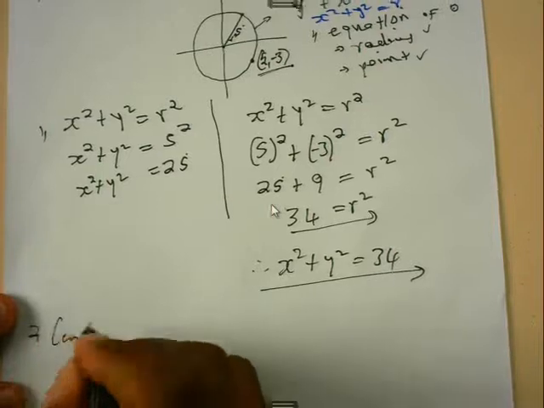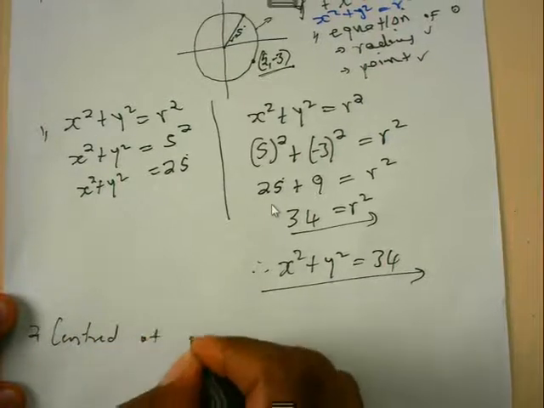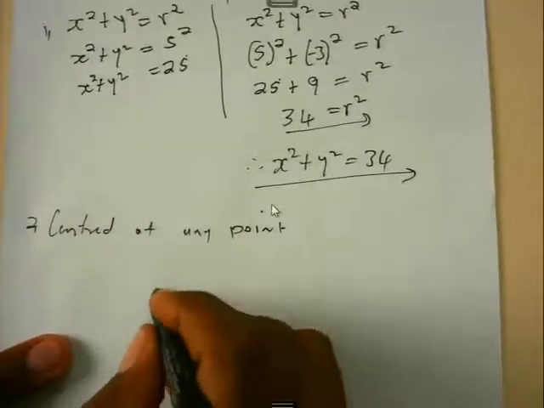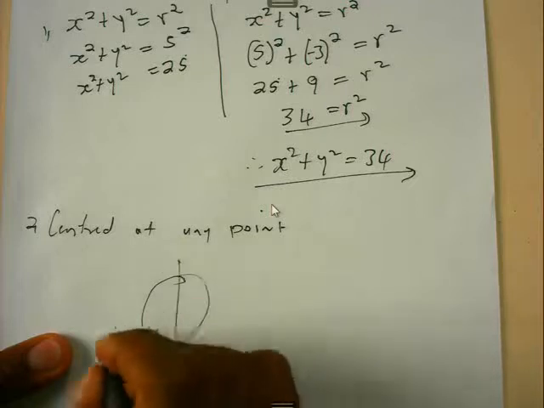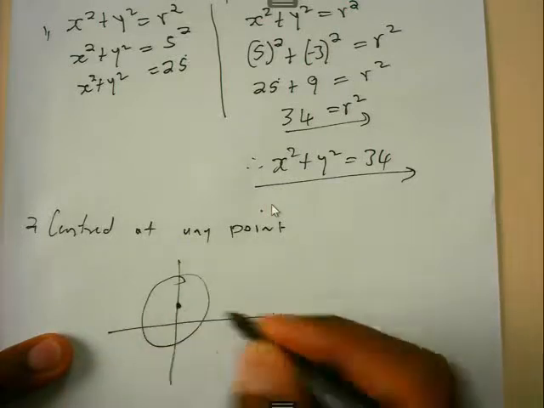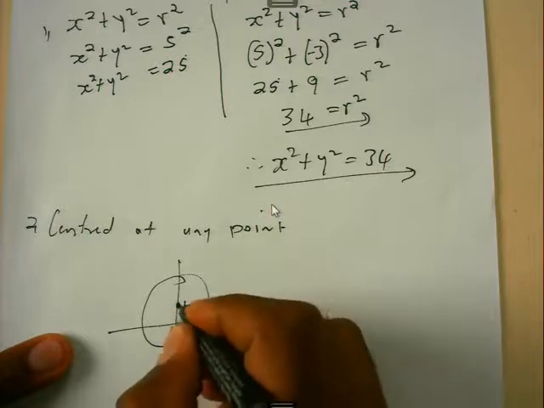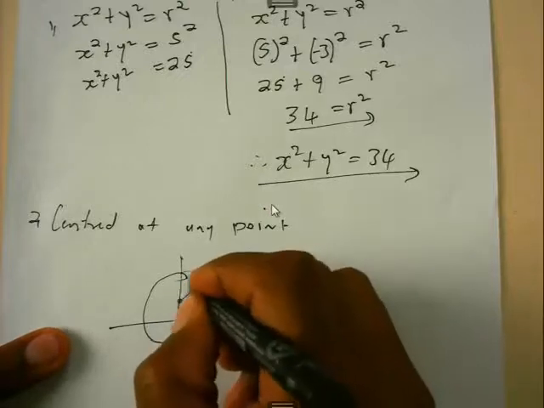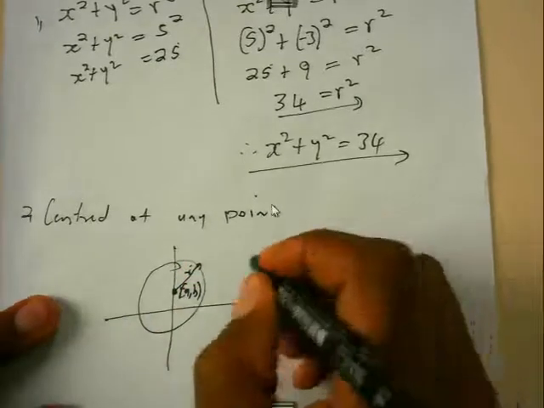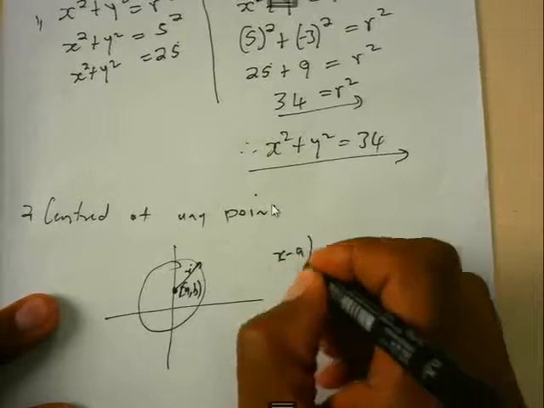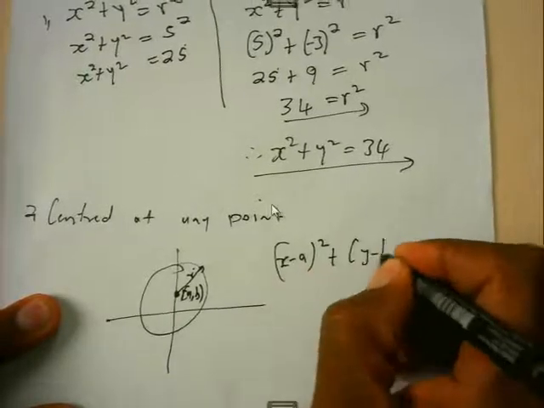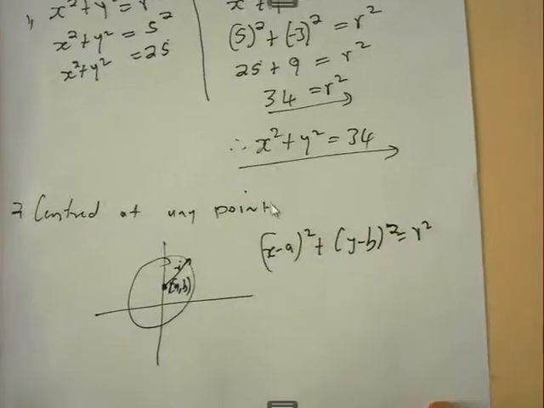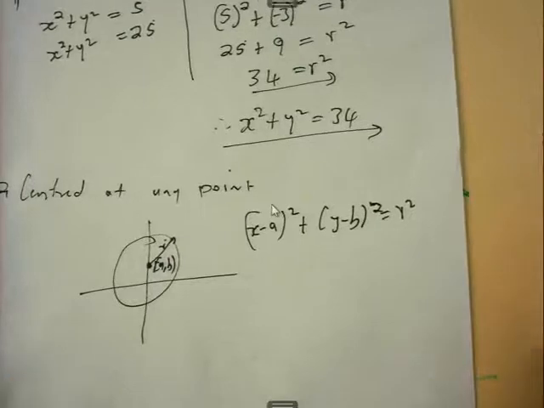Now we also have a circle centered at any point, right? Of course, I can also make the same drawing. Let me say the center is here. The coordinates of the center will be A as well as B. Of course, we have our R here. Now, the equation of this circle is x minus A all squared plus y minus B all squared is equal to R squared.